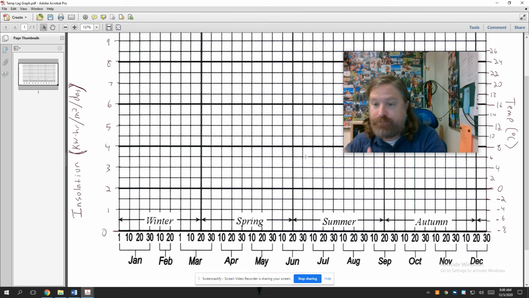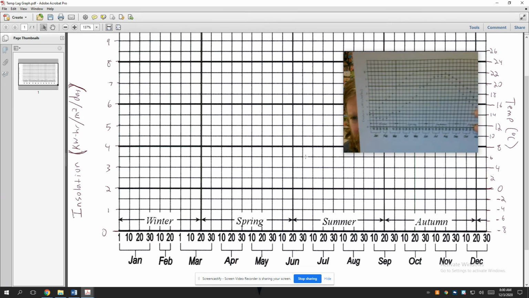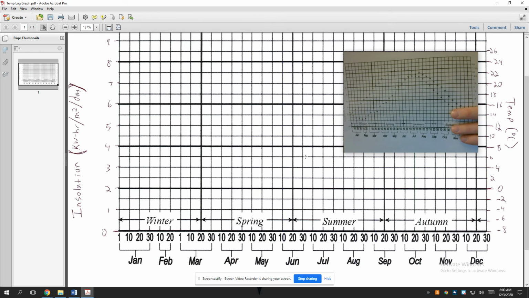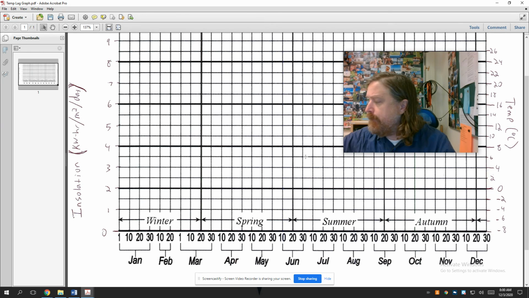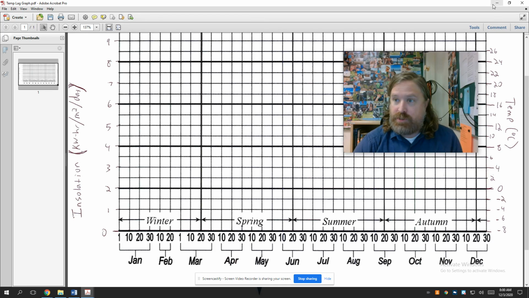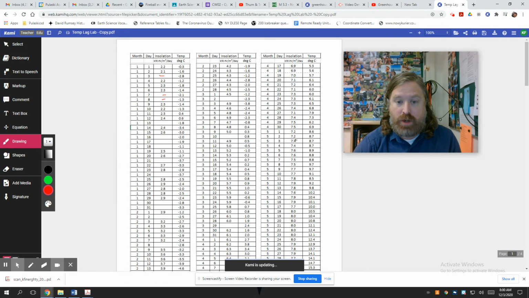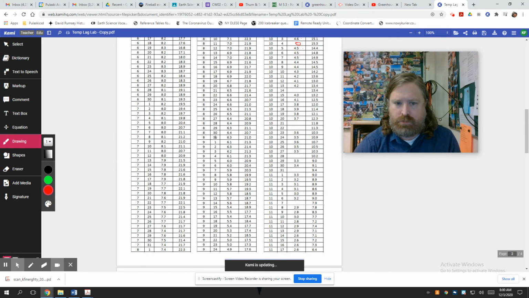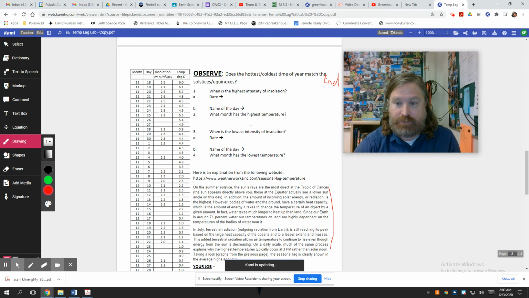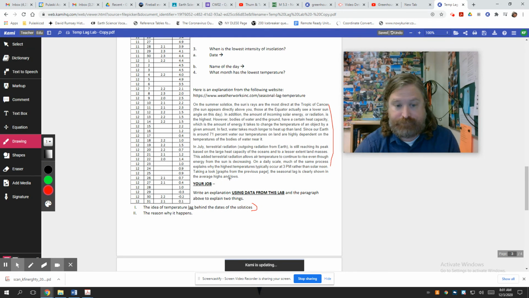And again, when you're done, just build two nice curves that look like that in two different colors. Plot the connected dots if you want to, or just leave them like that. And then think about the questions. It's really just like, when do we get our peak insulation? When do we get the highest temperature? When do we get our lowest insulation? When do we get our lowest temperature? And then there's a lag between them. And explain that using what I said at the beginning of this video.